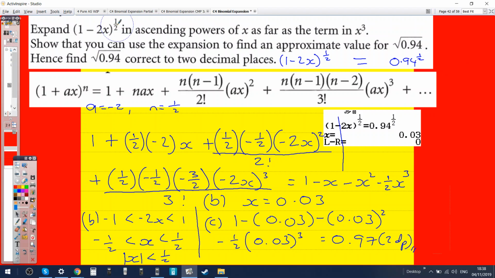So it's a way you can square root something, I suppose, or get an approximation of it. So if you did something to the power of a half, that's the same as square root. You then figure out, okay, x would have to be 0.03 for it to end up with 0.94 in this case, and then you sub that in for x, and that's your approximation.